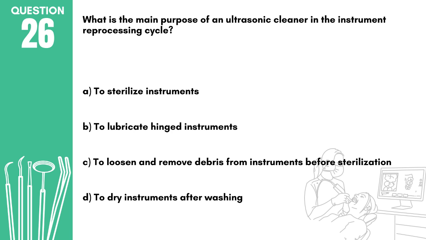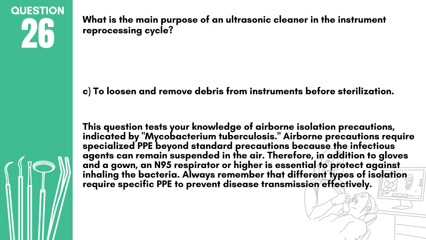Question 26. What is the main purpose of an ultrasonic cleaner in the instrument reprocessing cycle? A. To sterilize instruments. B. To lubricate hinged instruments. C. To loosen and remove debris from instruments before sterilization. D. To dry instruments after washing. Answer: C. To loosen and remove debris from instruments before sterilization.